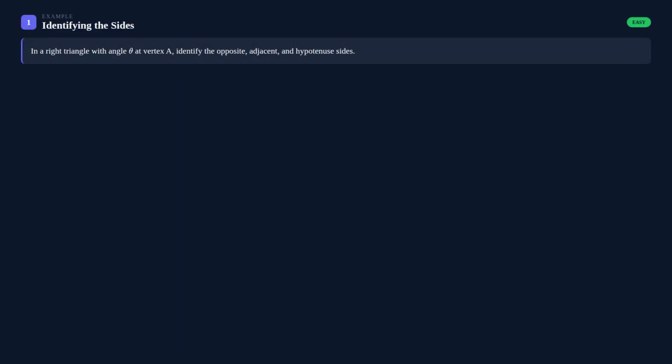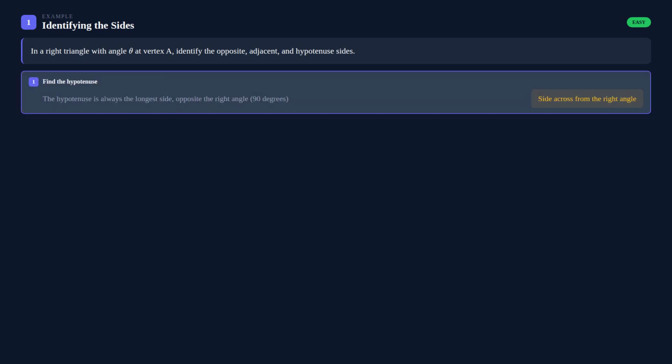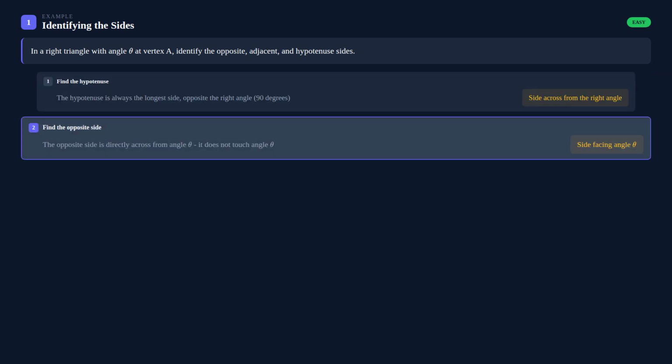Example 1. Identifying the sides. Let's look at: in a right triangle with angle theta at vertex A, identify the opposite, adjacent, and hypotenuse sides. Step 1. Find the hypotenuse. The hypotenuse is always the longest side, opposite the right angle, 90 degrees. This gives us the side across from the right angle.